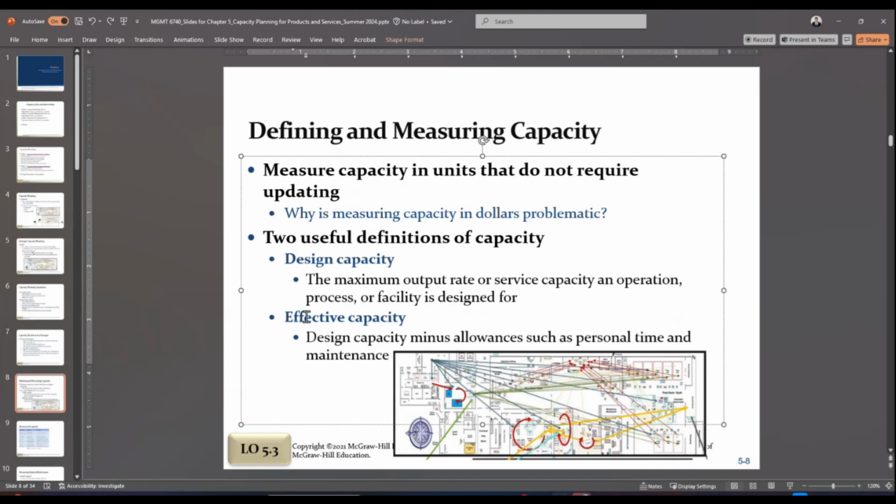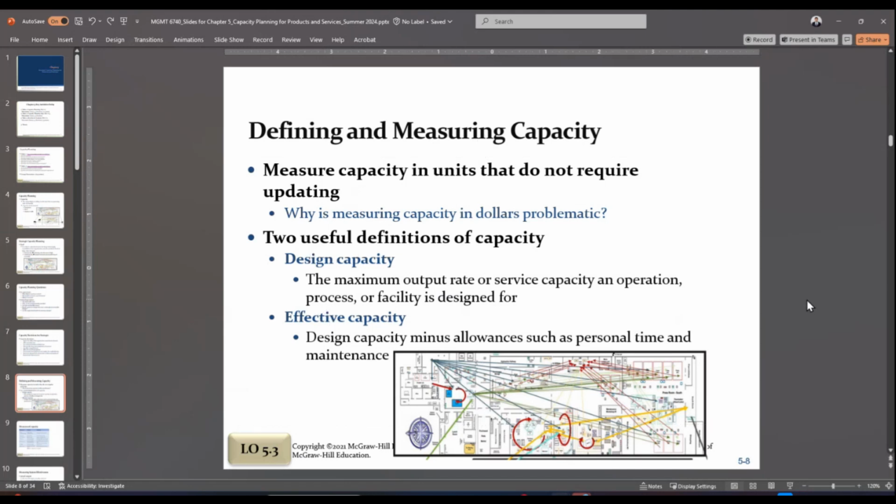It is the actual maximum output rate that an operation, process, or facility is designed for. And the next term is effective capacity. You multiply the design capacity with some kind of factor of safety, say maybe 0.9 or 0.8, and that becomes your effective capacity. So design capacity minus allowances such as personal time off and maintenance is your effective capacity. The effective capacity will always be less than design capacity.